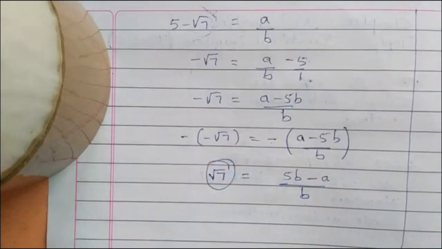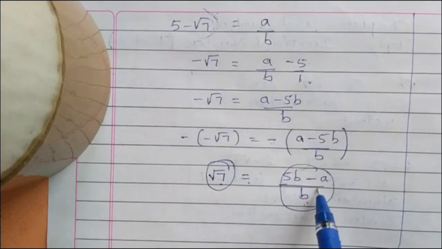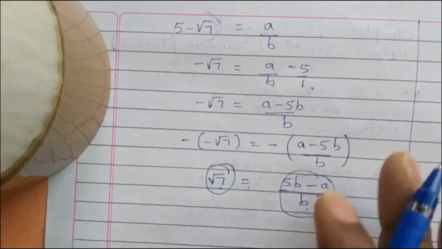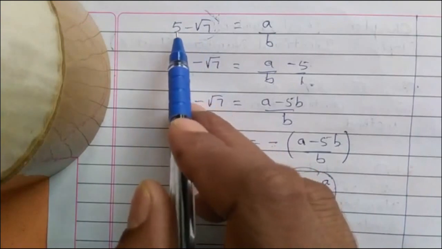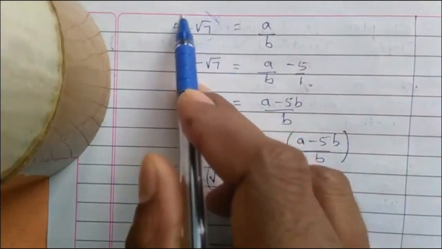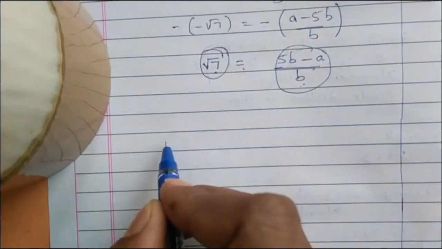Now root 7 is an irrational number, and (5b minus a) divided by b is a rational number. An irrational number is not equal to a rational number. This leads to a contradiction. In this way, we can prove this kind of irrational numbers using the contradiction method. Let us see another example.